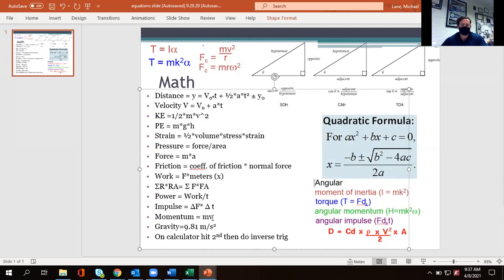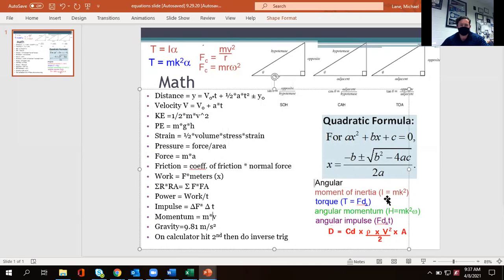Now, momentum equals our mass times our velocity. And then obviously we've got our gravity. Now, when it comes to angular motion, everything you guys need is going to be between this corner over here and this corner over here, okay?